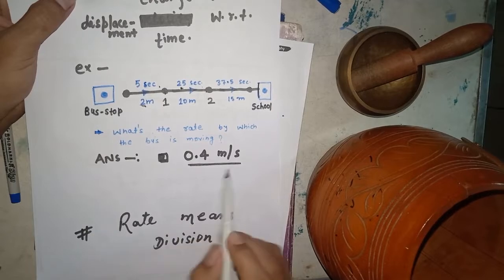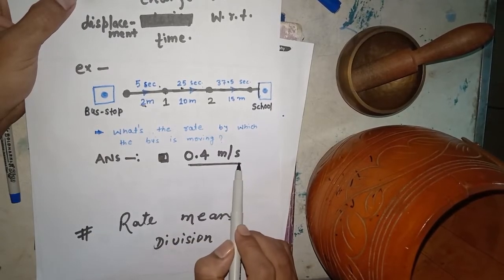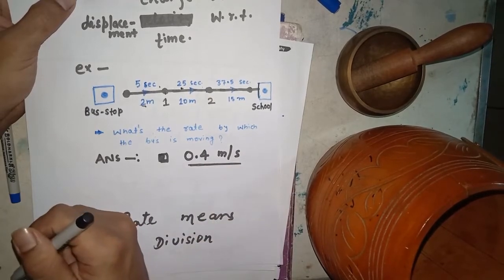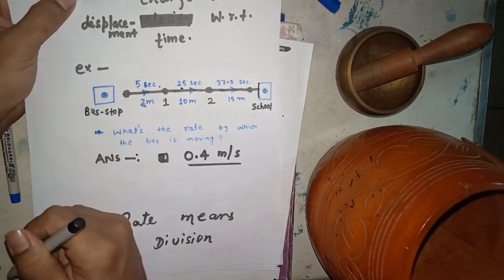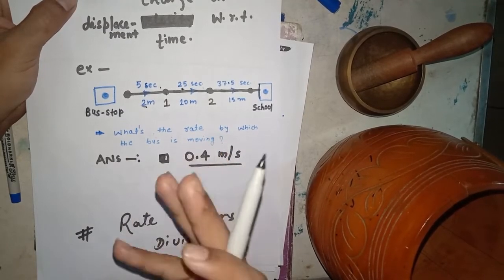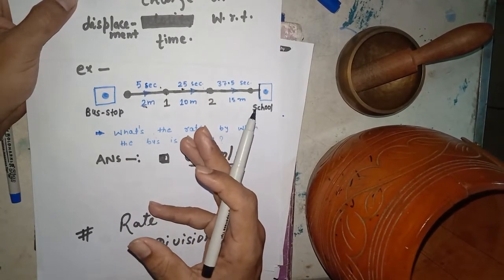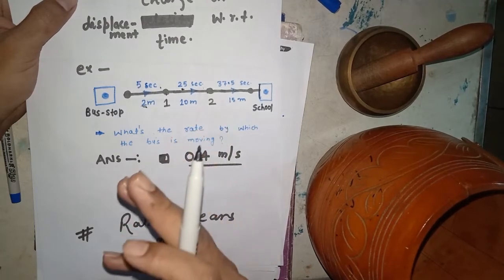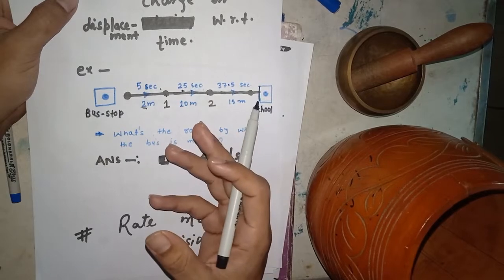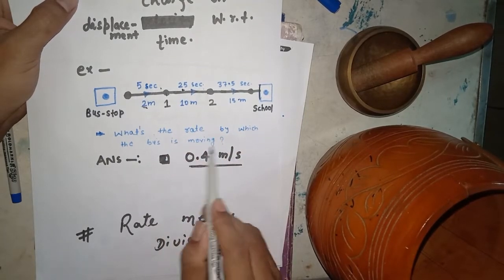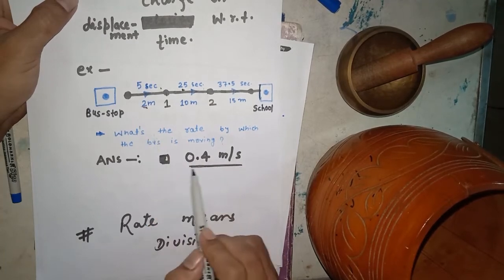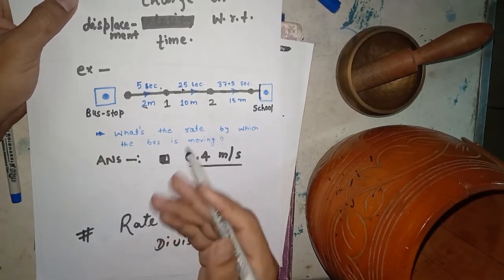So it means the bus traveled 0.4 meter in 1 second. You can think it out yourself and then you can understand the concept. Otherwise, if you do not think about it, how can you understand? Think about how I am giving you the answer like this: in 1 second it travels 0.4 meter. Why am I saying this?